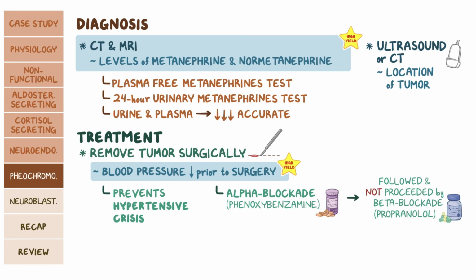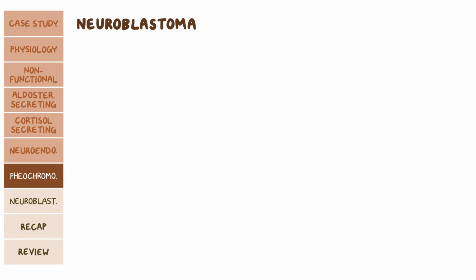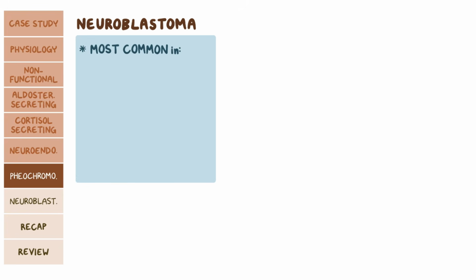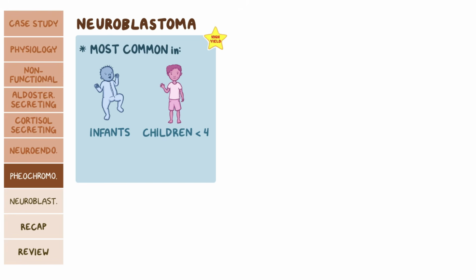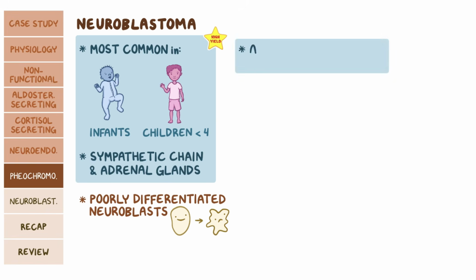Another important neuroendocrine tumor that often affects the adrenal glands is neuroblastoma. This is a type of cancer, and it is the most common adrenal medulla tumor in infants and children under 4. Neuroblastoma is composed of poorly differentiated neuroblasts, which also originate from the neural crest, and they can occur anywhere along the sympathetic chain and the adrenal glands. And although the causes of neuroblastoma are unknown, the tumor is associated with amplification of N-MYC oncogene.